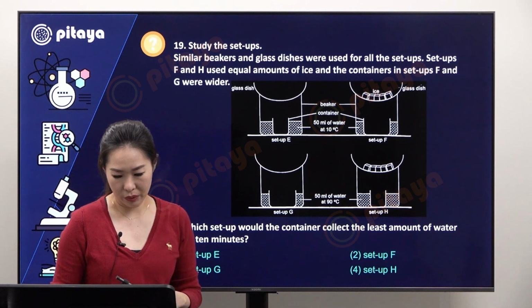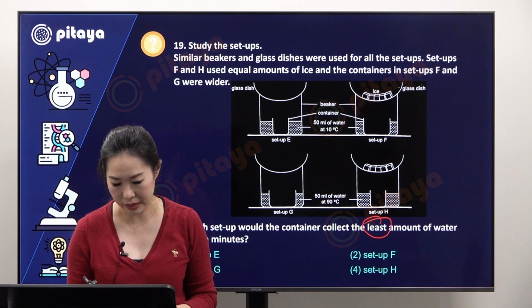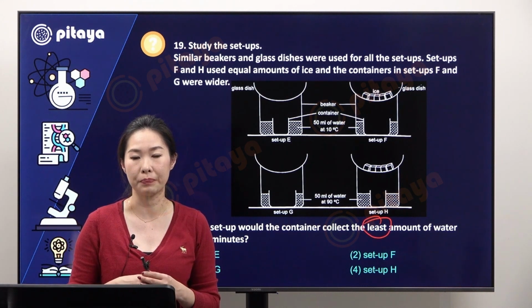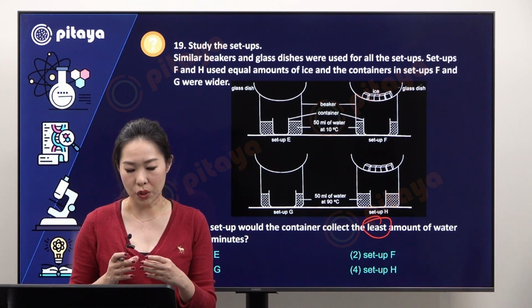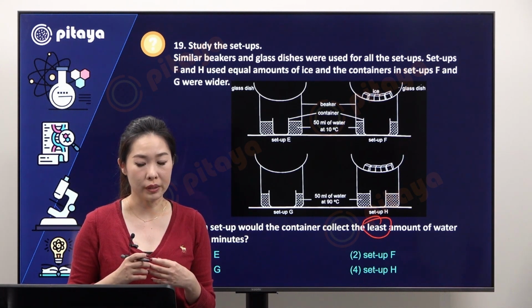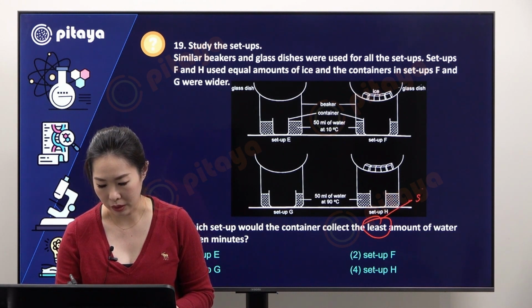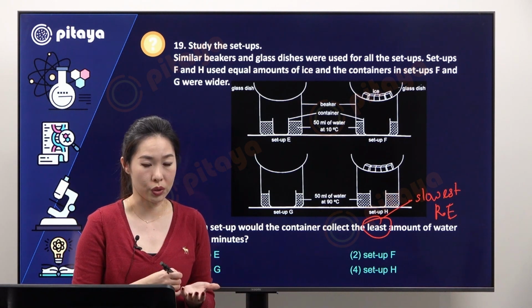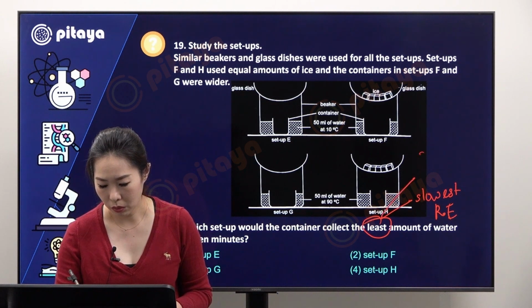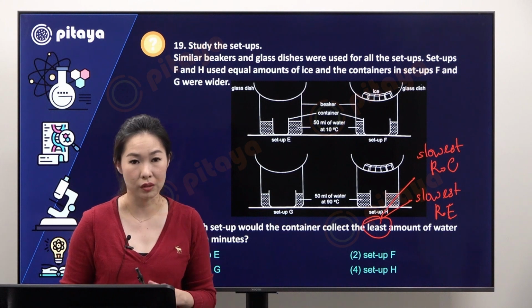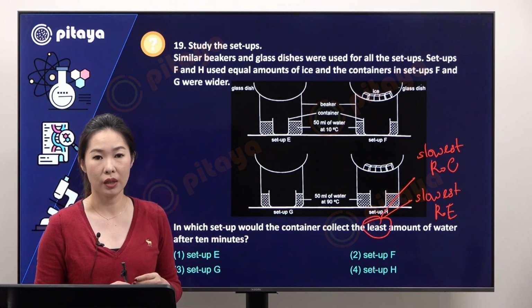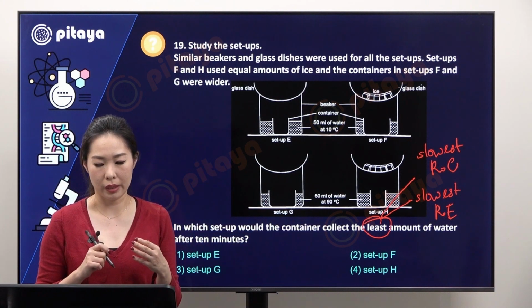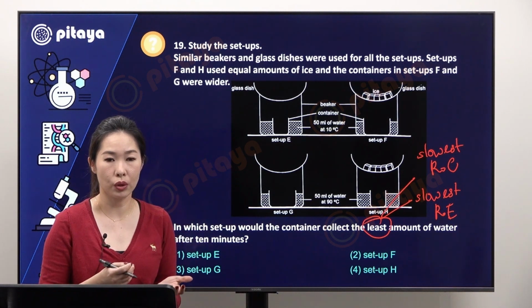For this question, we have to find the setup that can collect the least amount of water after 10 minutes. What this question means is for us to find the setup where there is the slowest rate of evaporation, which is one of the causes of how we can collect the least amount of water. At the same time, it will also mean that there is the slowest rate of condensation, just ROC, rate of condensation. And we find the option that has the slowest in these two processes.